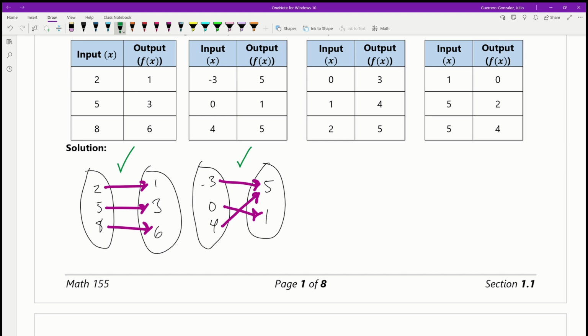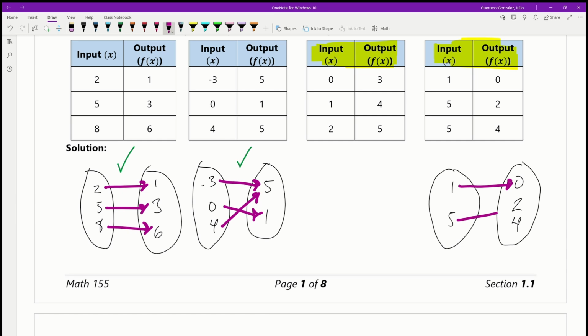I will leave this one for you guys to try, but I do want to try this last one to hammer out the idea. I'm going to do the same thing. Notice my inputs are just 1 and 5, and my outputs are going to be 0, 2, and 4. 1 goes to 0, 5 goes to 2, and 5 goes to 4. There it is. This right here is what messes it up.